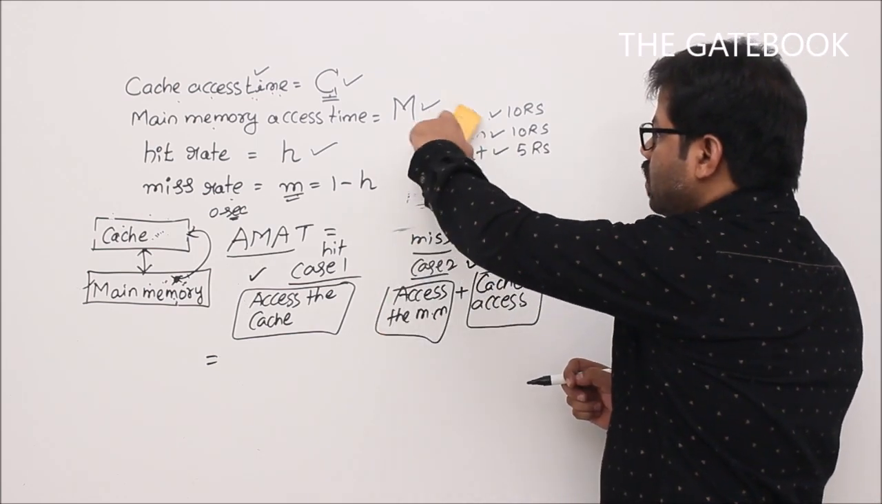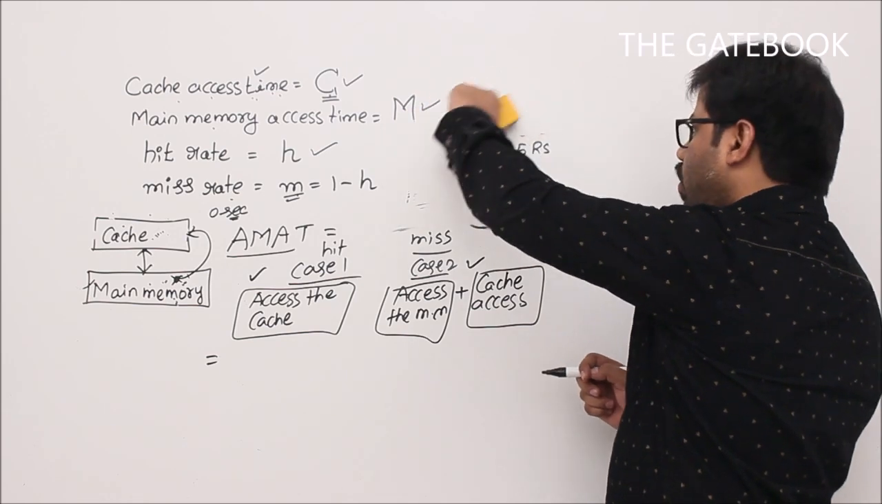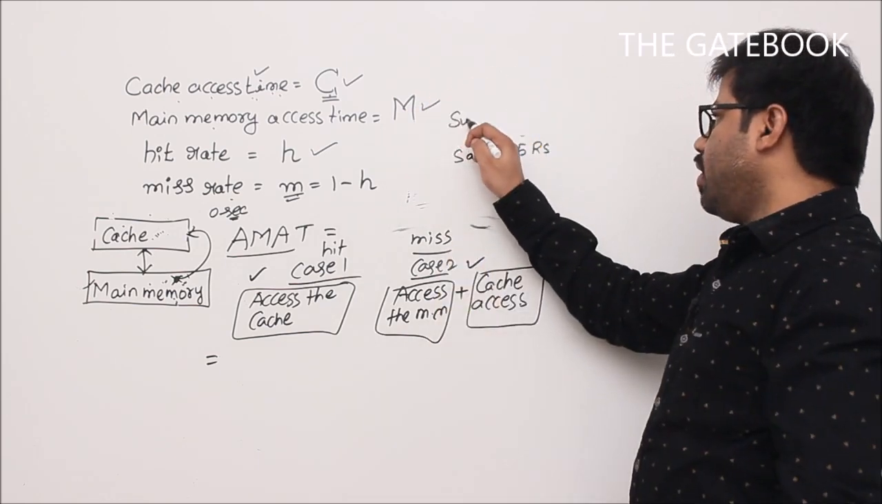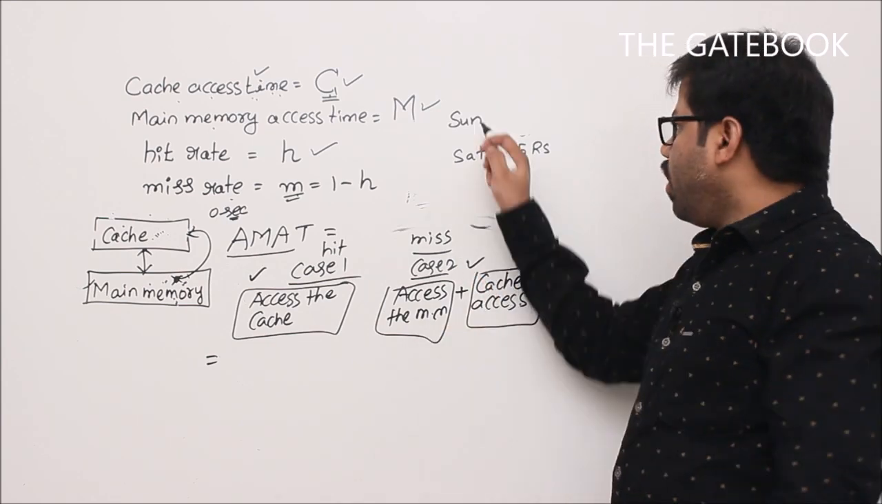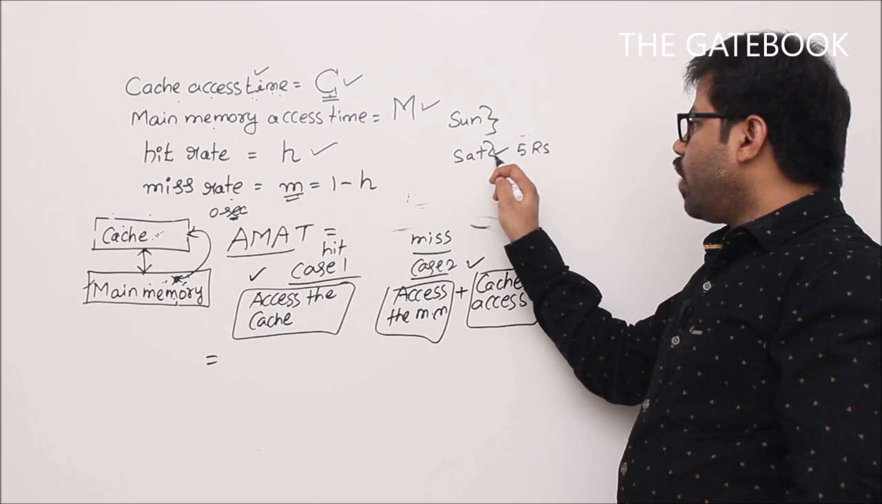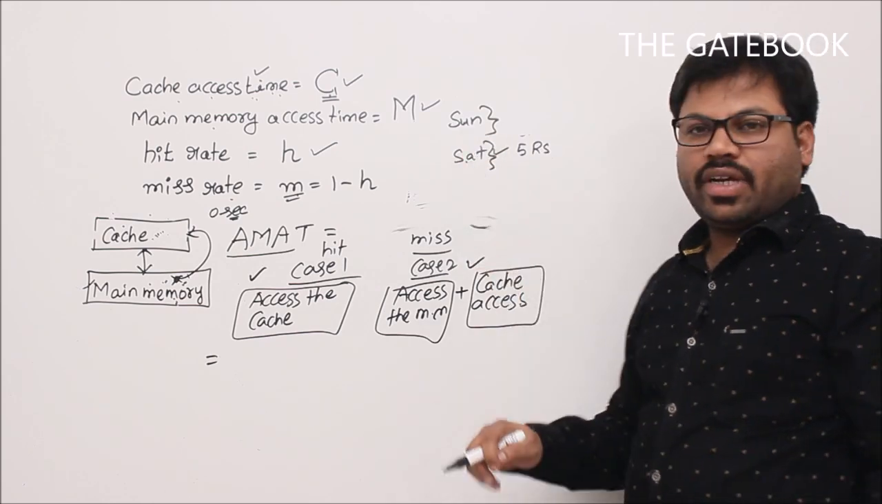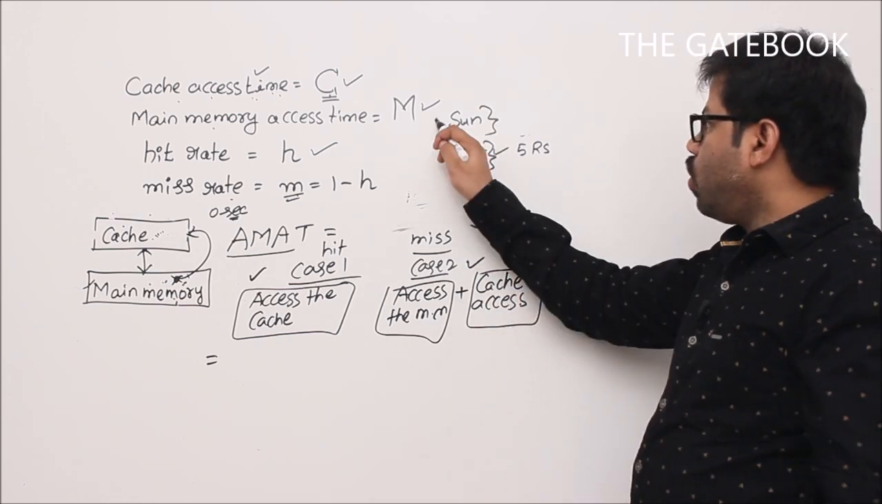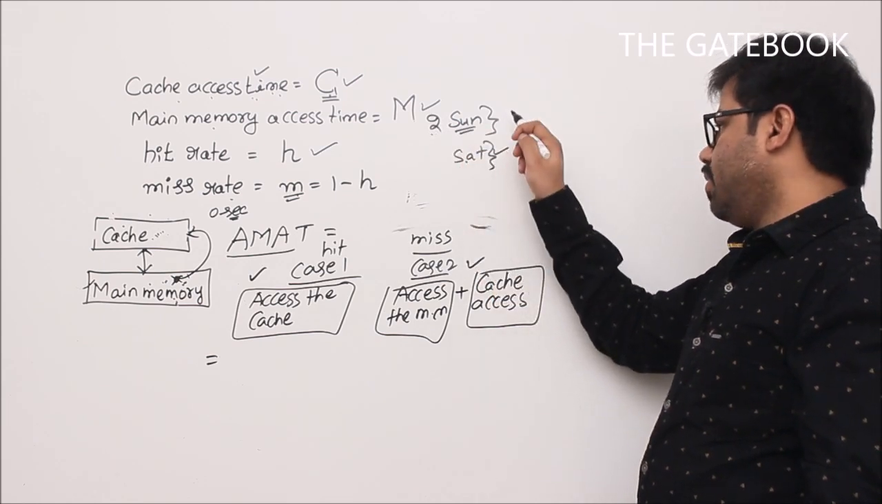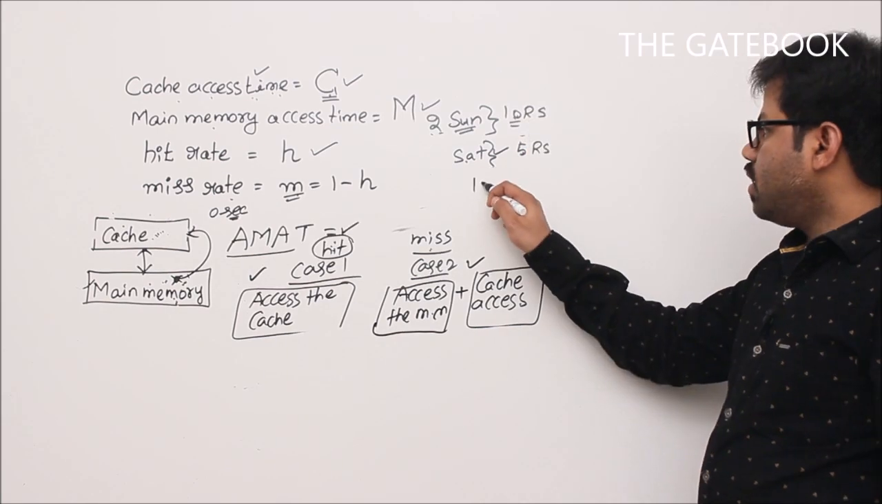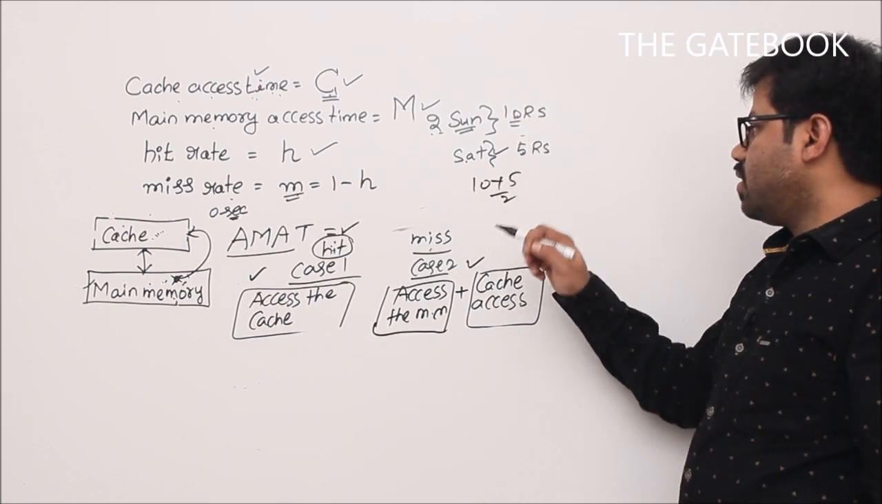If your Sunday's profit occurred 2 times, that means you sold some items on 2 Sundays. But let me divide it into 2 cases: one Sunday, one Saturday, because the day is the same, right? So there are 2 Sundays, 2 times Sunday occurred and the profit is 10 rupees. Do we say simply (10 + 5) / 2 and say the average is this one?